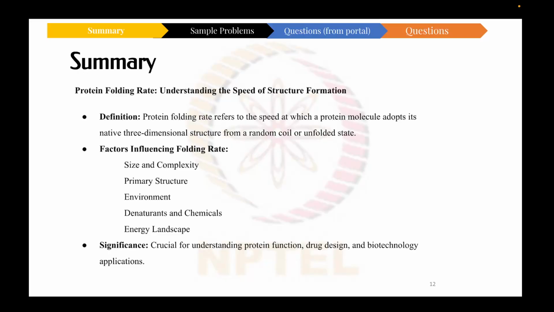Protein folding occurs through a complex energy landscape where the protein searches for its native state while navigating various intermediate states. The folding rate depends on the energy barriers between these states and the probability of transitioning between them. Understanding protein folding rates is crucial for studying protein structure-function relationships, as well as for applications such as drug design and biotechnology. Various experimental and computational techniques such as kinetic studies, molecular dynamics simulations, and bioinformatic analysis are employed to investigate and predict protein folding rates under different conditions.